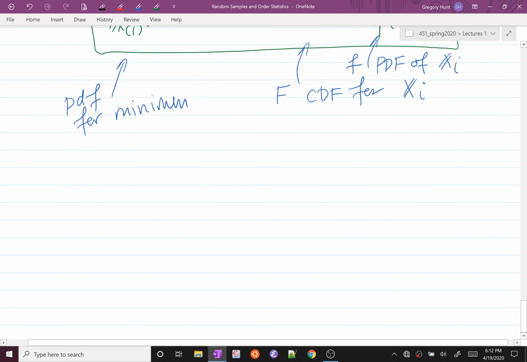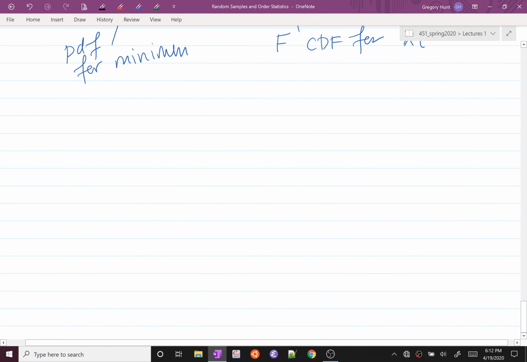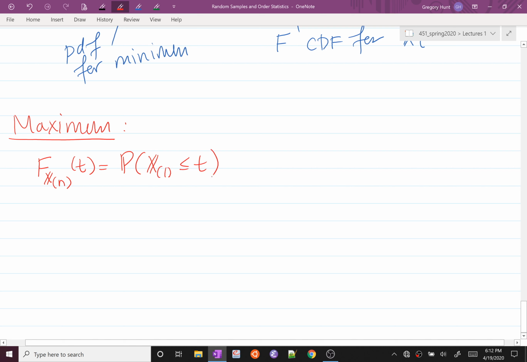We can play this whole same game for the maximum. And we can do something similar. I'm going to go through this one pretty fast. For the maximum, if I want the CDF of the maximum, X sub n, at t, this is the probability that the maximum is less than or equal to t.